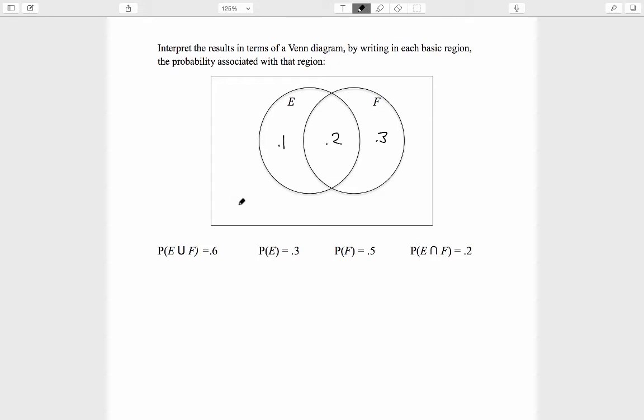Finally, we must not forget the outermost region, outside both circles, the event that there is no rain either day. Since all the probabilities in the experiment must sum to 1, and 0.6 of the total probability has already been accounted for, that leaves 1 minus 0.6, which is 0.4. 0.4 is the probability of no rain either day.